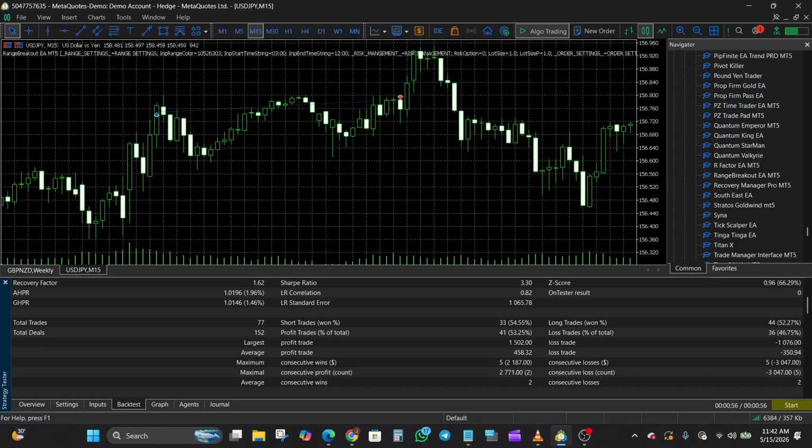So to wrap things up, the Range Breakout EA is clearly built around the structured session breakout concept with a good amount of customization in terms of risk entries and trade management. The flexibility is there, but the real effectiveness will depend on how well those settings are tuned to your specific market conditions.